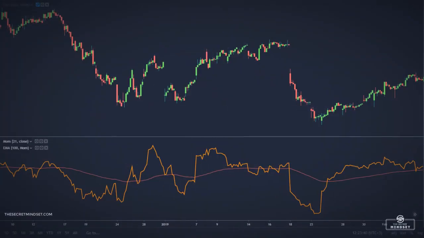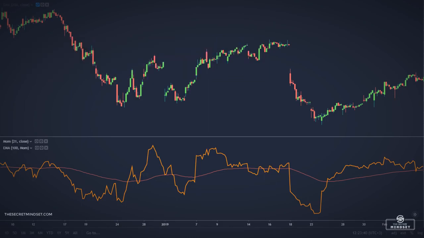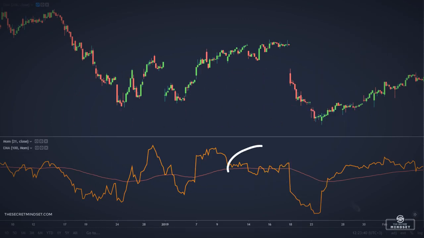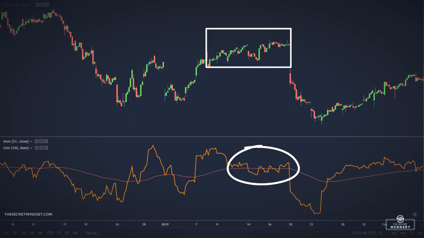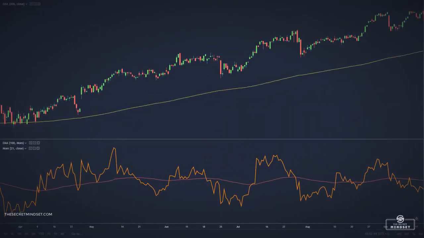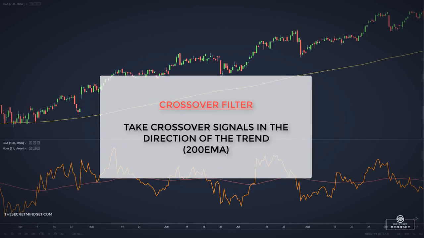In order to smooth the signals offered by the momentum, many traders prefer to add a moving average on it, like in the case of the RSI, to take crossover signals. Now, when you want to trade a crossover between the momentum and the moving average, you should be aware that a crossover will be effective when the markets are trending. When markets are trending in a range, this system will not work. This problem can be diminished by once again responding only to signals in the trending direction.